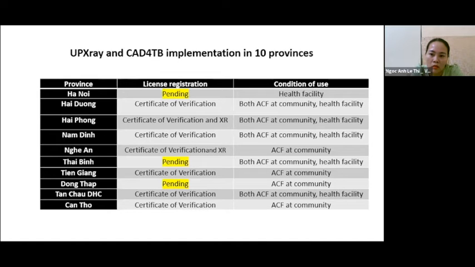The second column, as you can see, shows how the provinces decide to use the UPE-grade system in their NTP activities. Only in Hanoi do we use this system for health facility activities. Most of the provinces have used the system for both active case finding at community and health facilities. Next, please.